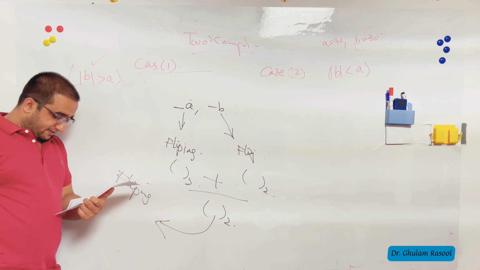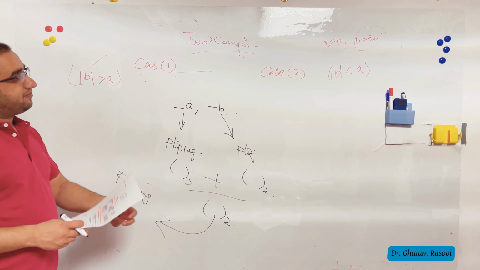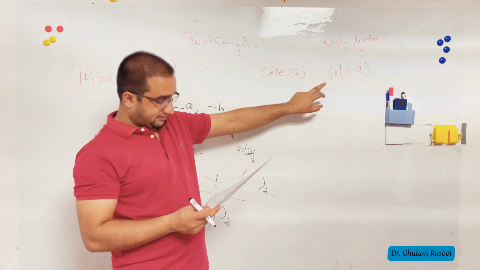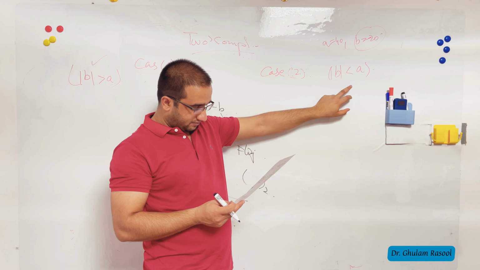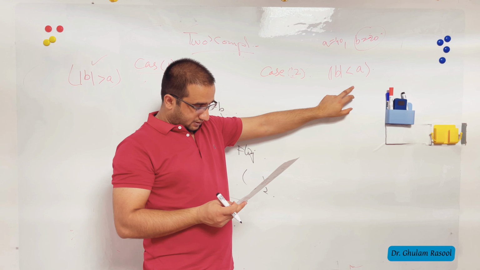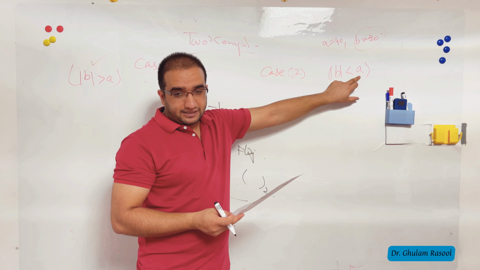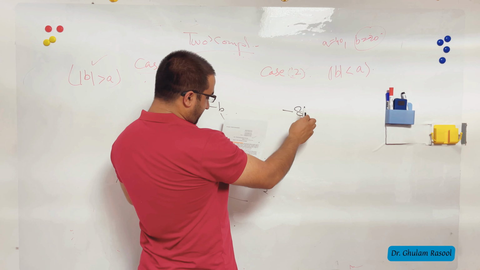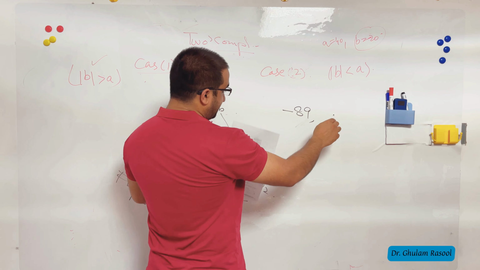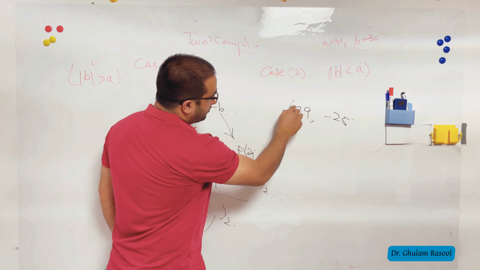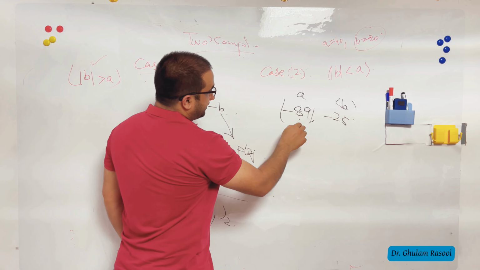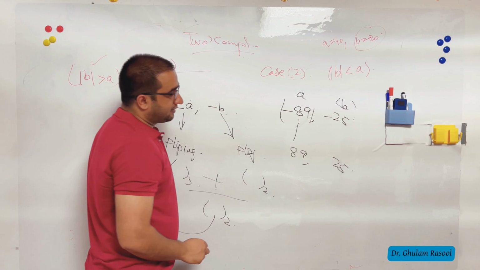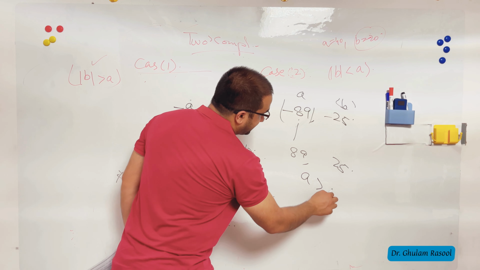If both are negative but the absolute values still follow this condition, the absolute value of A is greater than the absolute value of B. For example, in the book there is an example: find the sum of negative 89 and negative 25. So what is the absolute value of A, if this is A and this is B? The absolute value of A is 89 and the absolute value of B is 25. Okay, so it means A is greater than B.